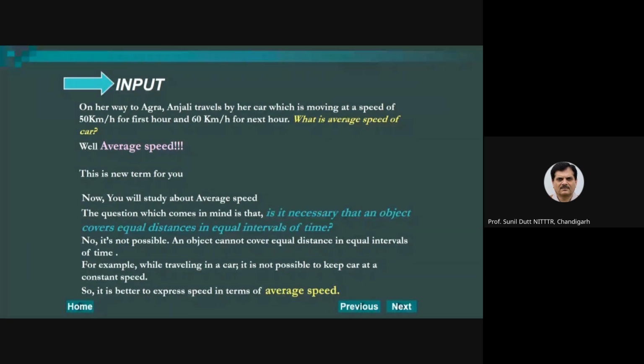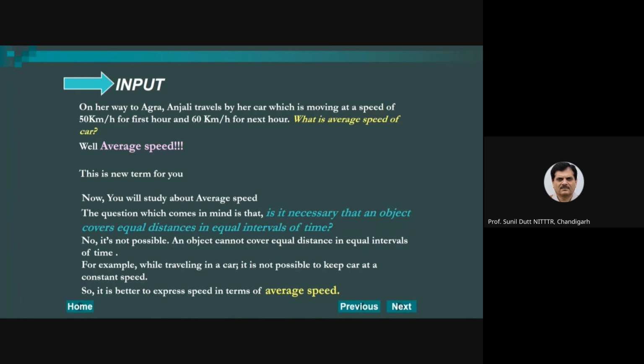Now let us read it. On her way to Agra, Anjali travels by her car, which is moving at a speed of 50 km per hour for the first hour and 60 km per hour for the next hour. What is the average speed of the car? Well, average speed, this is a new term for you. Now you will study about average speed.